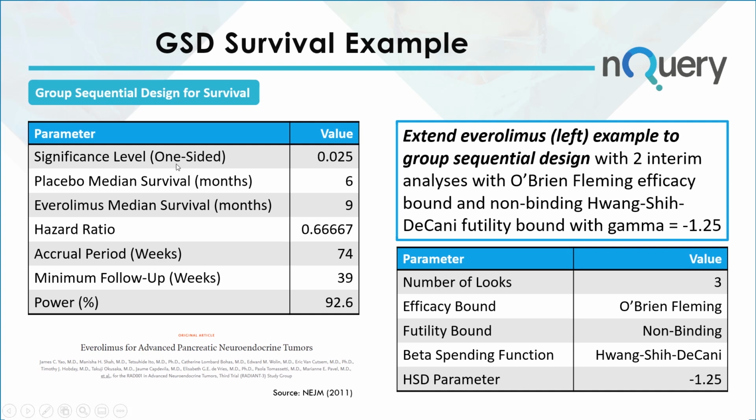So what I'm going to do is take a New England Journal of Medicine example here for everolimus, which I've covered in many webinars at this point. And I'm going to just extend it to a three-look design with an O'Brien-Fleming efficacy bound and a non-binding Hwang-Shih-DeCani gamma parameter minus 1.25 futility bound. The details are on this slide.